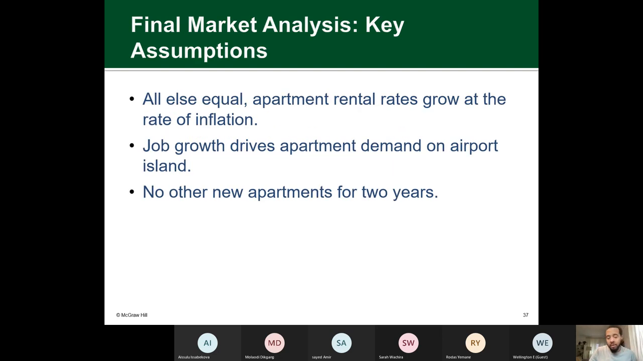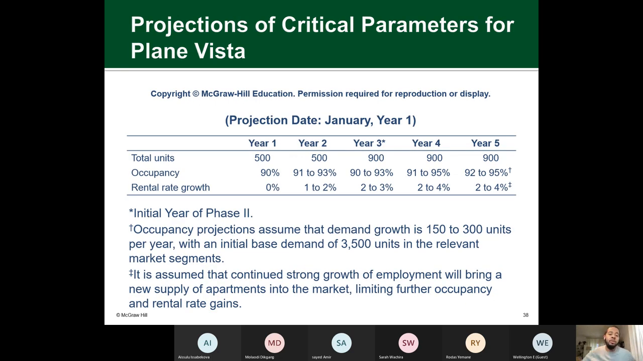Right. So here's a couple of things that we need to realize from all of this information that I've given you. Apartment rental rates grow at the rate of inflation. If inflation is high, then they're high. If they're low, they're low. If it's in the middle, it's in the middle. No new apartments for 2 years, right? Because there wasn't much success. Right, so these are all projections of the information that was given.